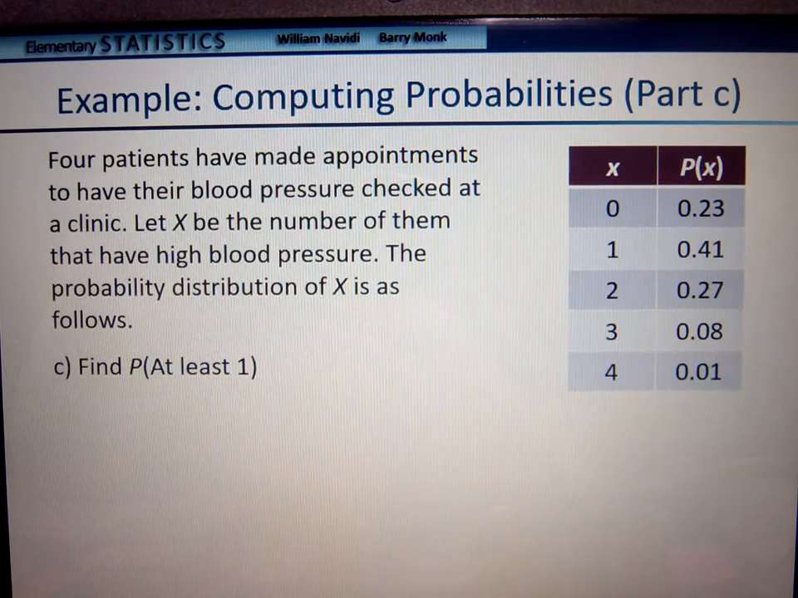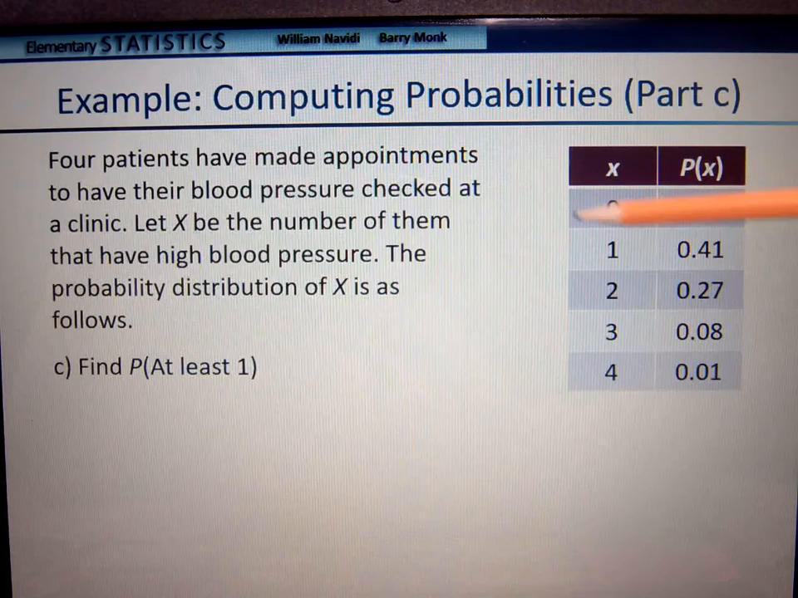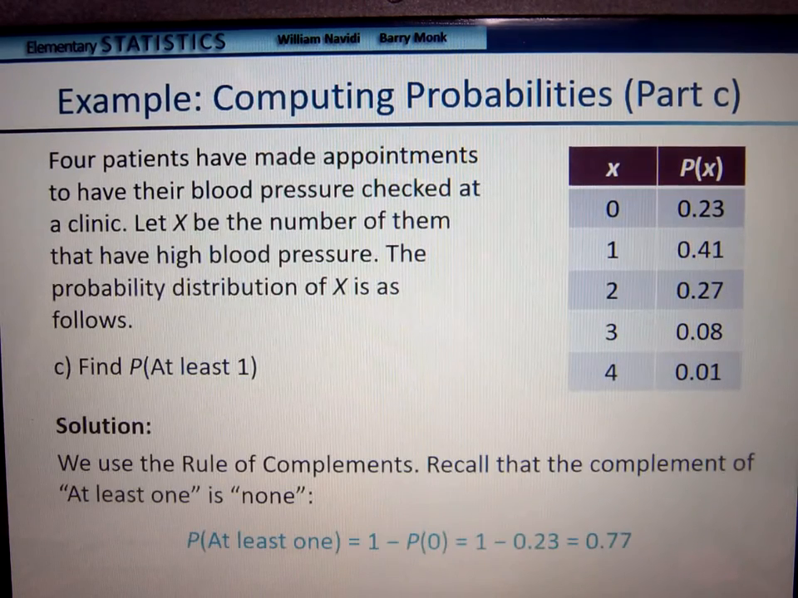What about at least 1? So at least 1 means 1, 2, 3, 4. Now you could add all these together, or you could take the 0 that's not included and take the complement. So if we use the complement rule, we can say, what's the probability of at least 1? That would be 1 minus the probability of getting 0. So you would have 0.77 as your probability.